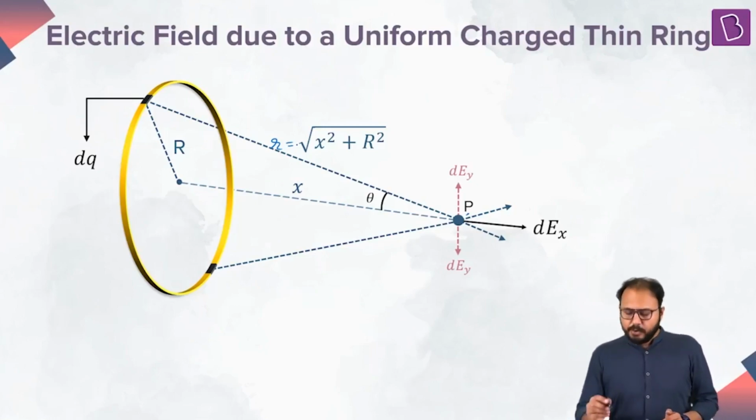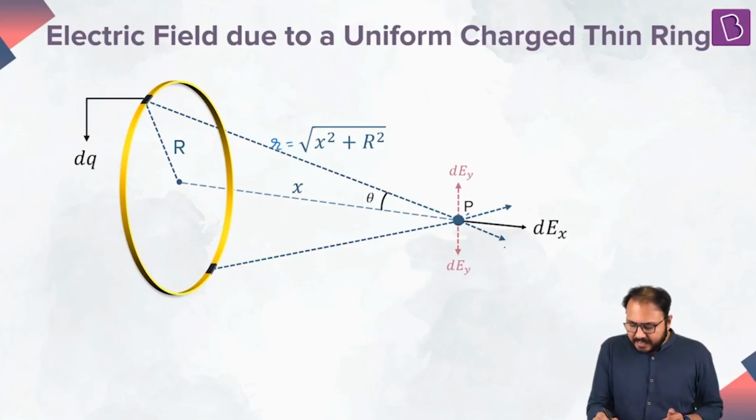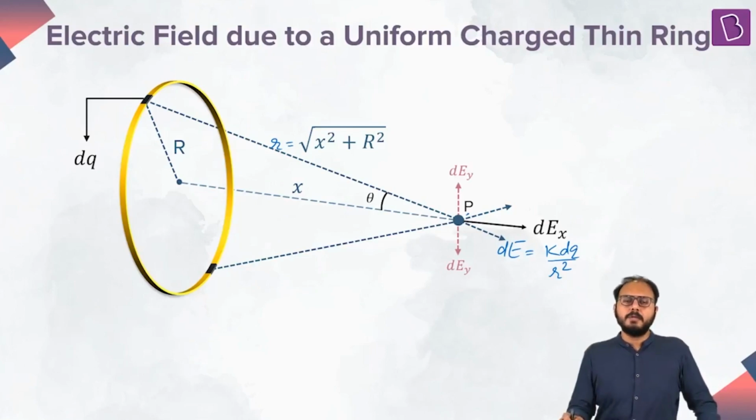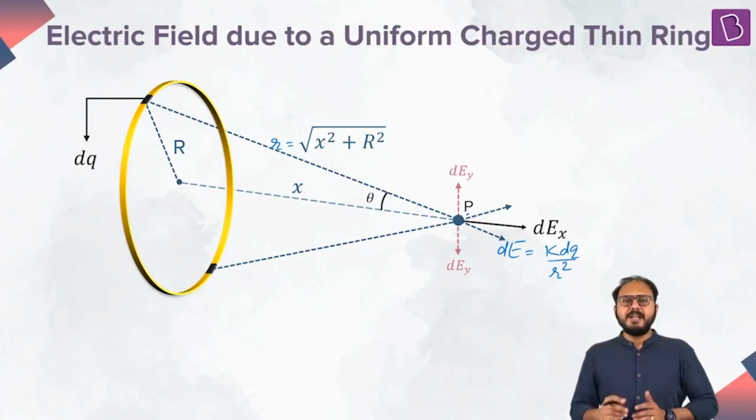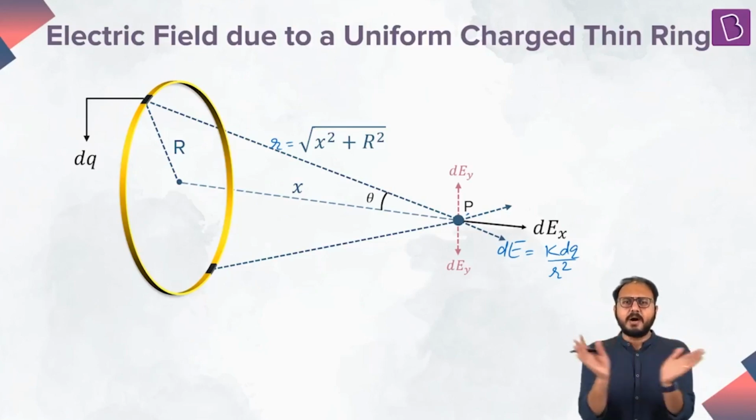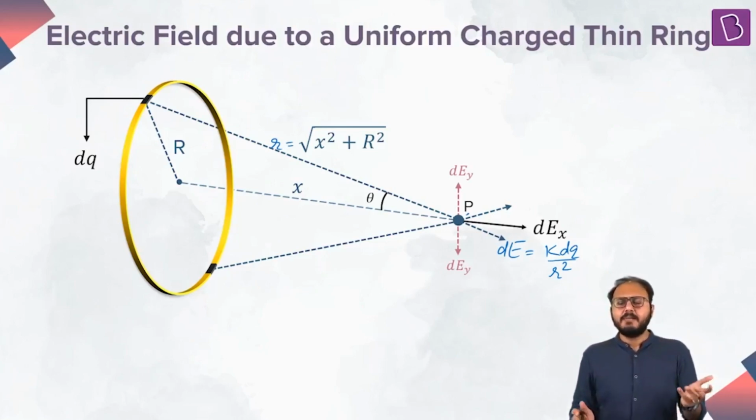And the field due to this element is dE. There you go, dE. What is this dE equal to? It will be equal to k dq upon r square. Do you agree? But do you understand that when I add all the dEs, they are actually in different directions, like arrows coming out of a quiver or like pencils in a pencil stand. I can't add them like numbers because they are in different directions.